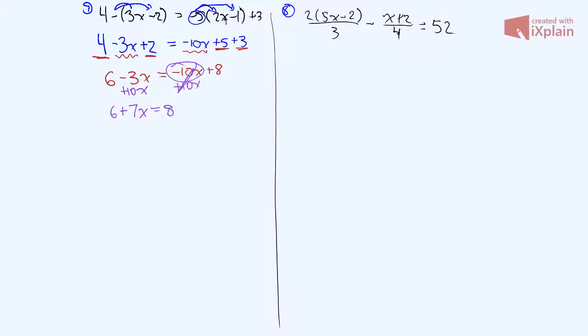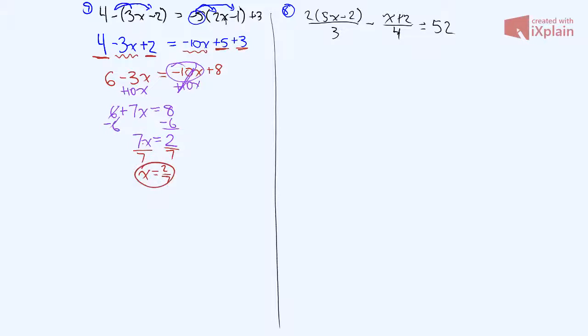And then I have 0 plus 8, which is 8. Now I need to get this 6 over, so I subtract 6 using inverse operations to isolate my variable term, which is 7x. And then 8 minus 6 is 2. Now I want to find the value of one of my x's, so since we're multiplying by 7 here, I divide by 7. And if I do it to one side, I have to do it to the other. So we get that x equals 2/7.